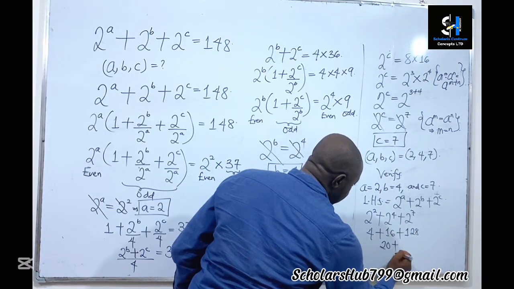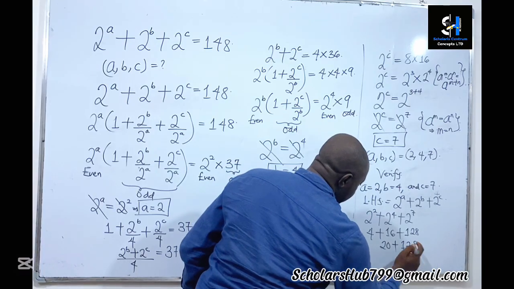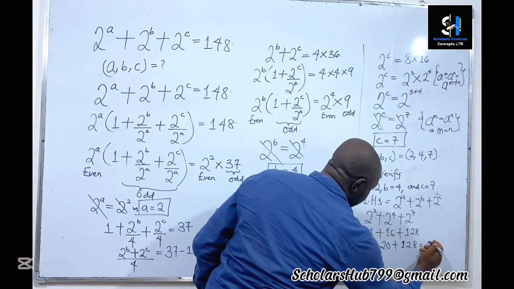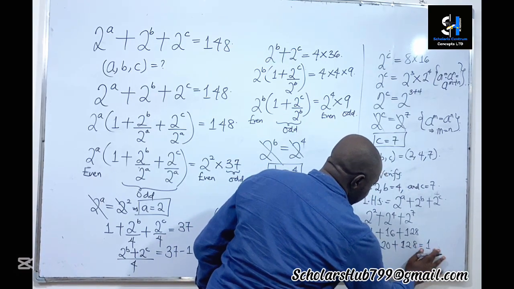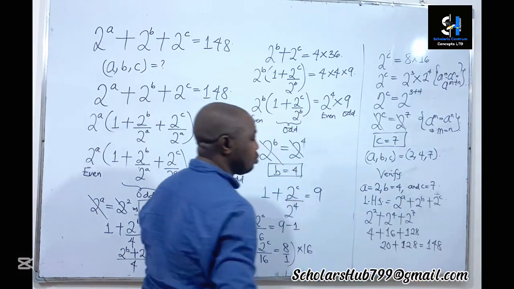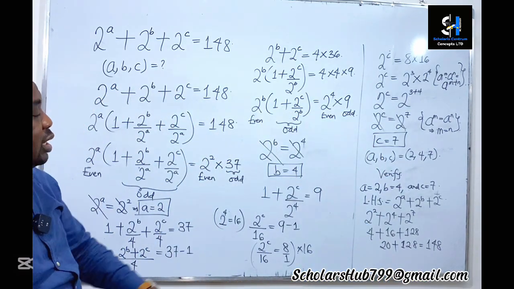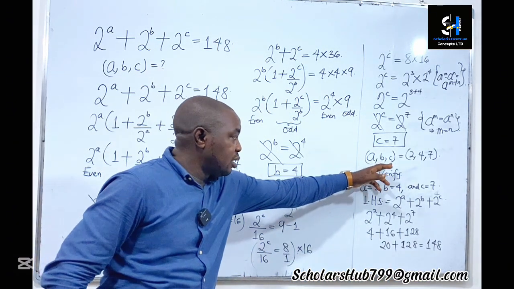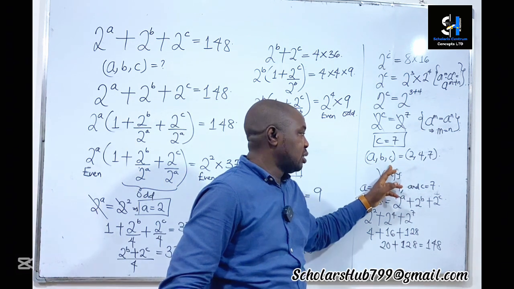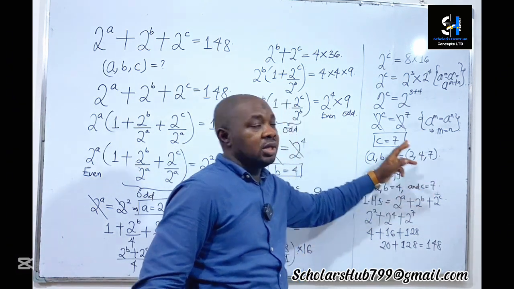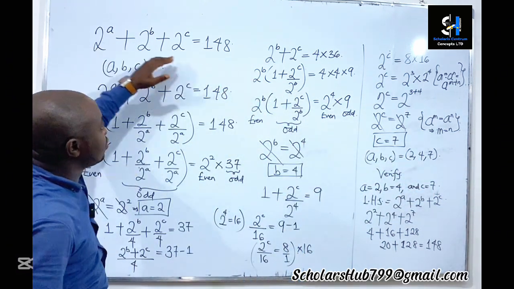20 plus 128, okay? This will be 148. Which proves that when the values of a, b, and c are 2, 4, and 7, then they will satisfy this equation.